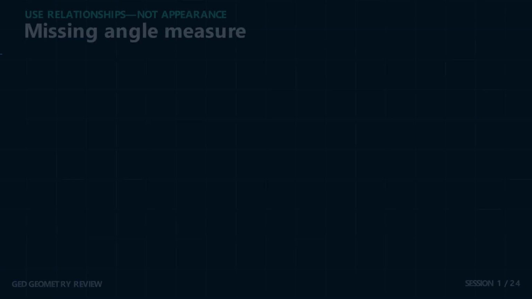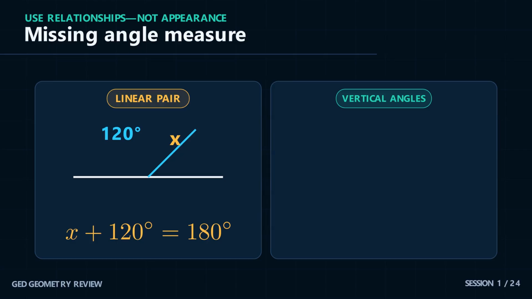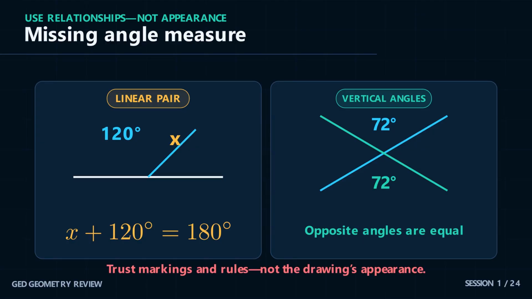When the unknown is marked with a degree symbol, or an angle arc, switch to angle rules. A right angle is 90 degrees. A straight line is 180 degrees. Angles around one point total 360 degrees. The interior angles of a triangle total 180 degrees. At crossing lines, vertical angles are equal. Neighboring angles in a linear pair add to 180 degrees. Do not estimate from appearance. GED diagrams may not be drawn to scale. Trust the markings and the stated relationships.